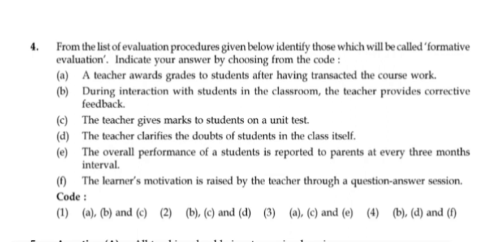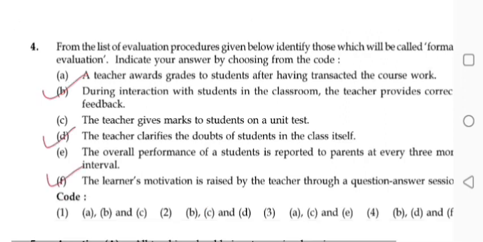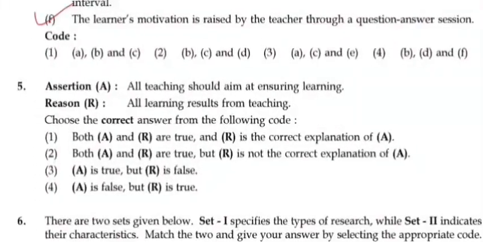So it will be number 4. That means B is correct, D is correct, and F is correct. Let me read it. During interaction with students in the classroom, the teacher provides corrective feedback. Then D, the teacher clarifies the doubts of students in the class itself. F, the learner's motivation is raised by the teacher through a question answer session. This is done.